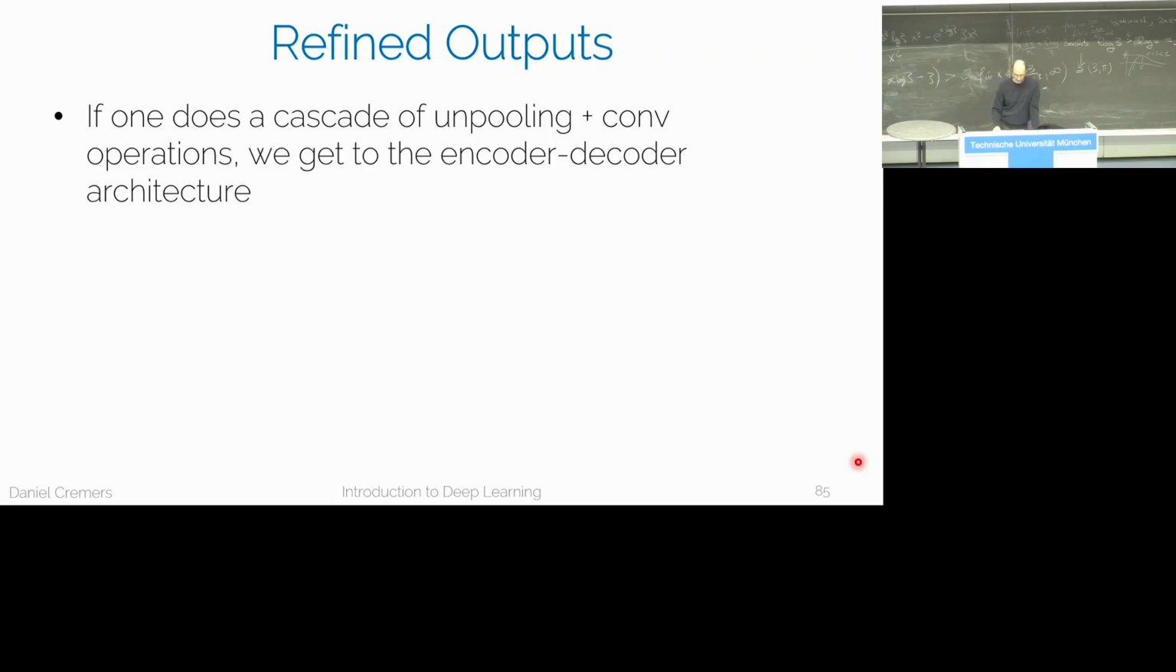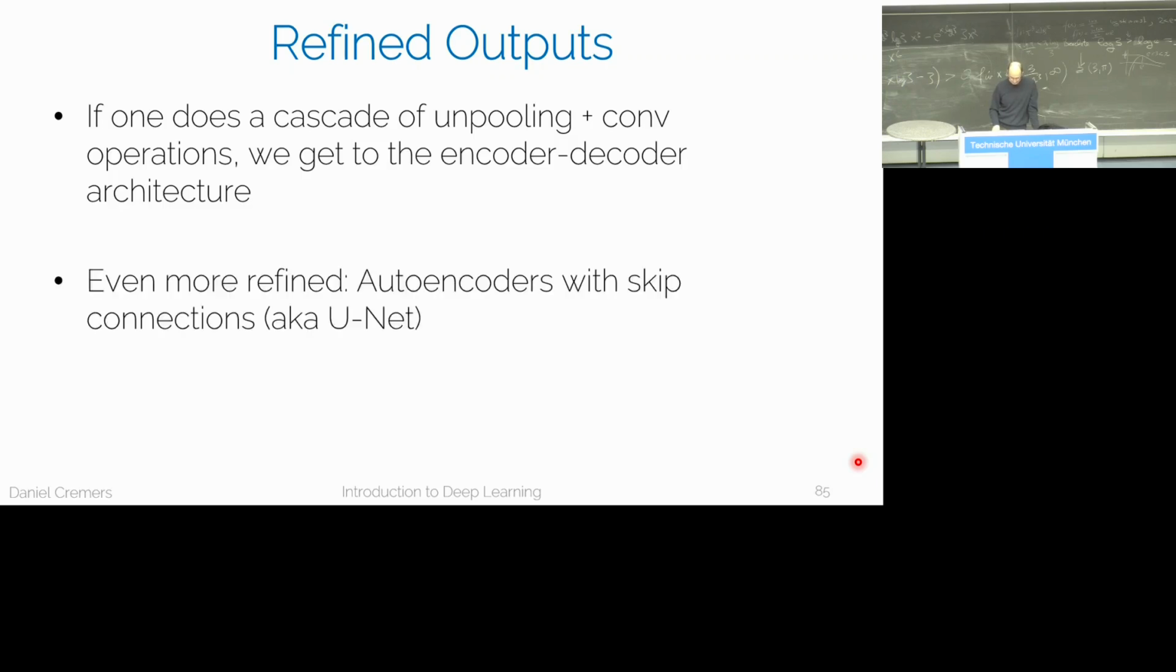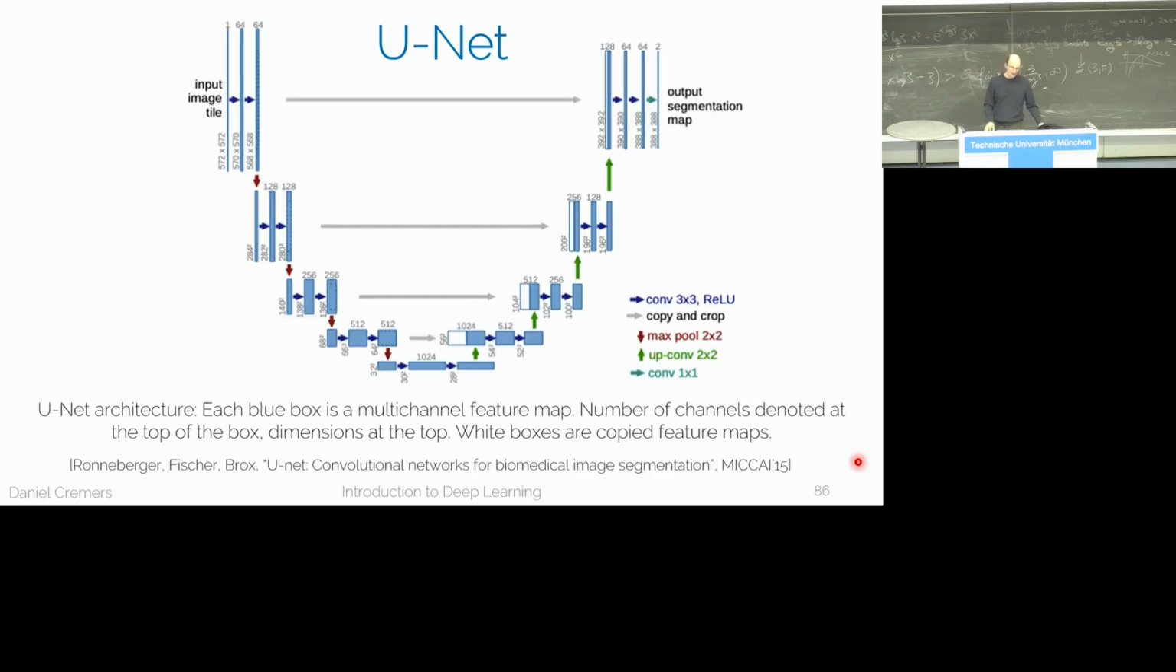And if you do that in a cascade of unpooling and convolution operations, then you get what's called an encoder-decoder architecture. We'll talk about that a little bit later. What we'll talk about now is a network that has become extremely popular, also by the team of Thomas Brox and collaborators in Freiburg. It's a network called the U-Net. What that does is it starts with the original input image on the top left.